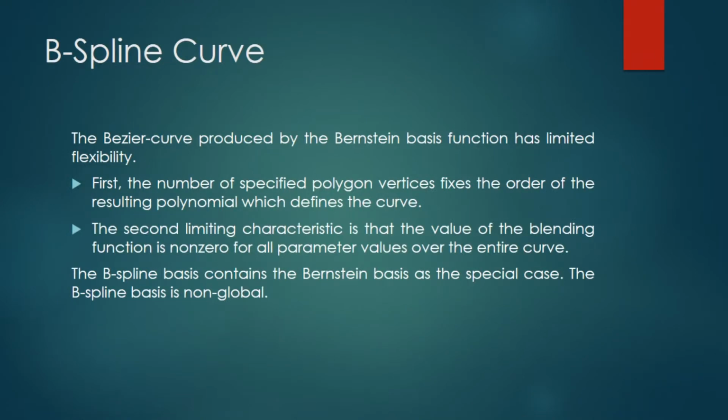The Bezier curve, produced by the Bernstein basis function, has limited flexibility. First, the number of specified polygon vertices fixes the order of the resulting polynomial which defines the curve. The second limiting characteristic is that the value of the blending function is non-zero for all parameter values over the entire curve. The B-spline basis contains the Bernstein basis as a special case. The B-spline basis is non-global.